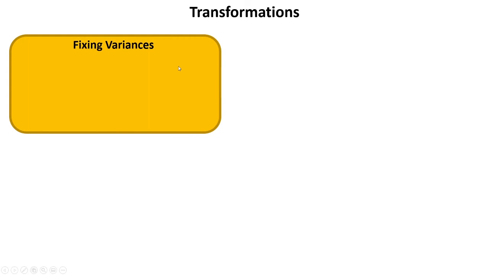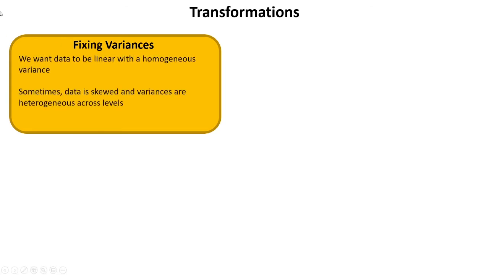Okay, so the last thing we'll touch on today is transformations. This is, as I mentioned before, one of the ways of fixing when your variances are heterogeneous or your data is not normal. So we want the data to be linear with a homogeneous variance, but sometimes the data is skewed and variances are heterogeneous across the levels. In these cases, we have to consider data transformations.